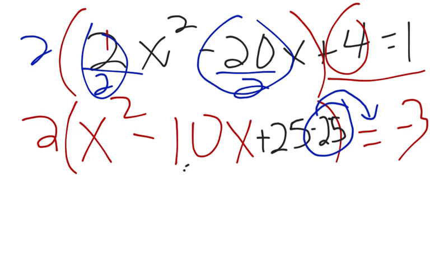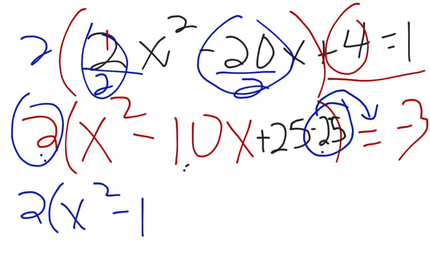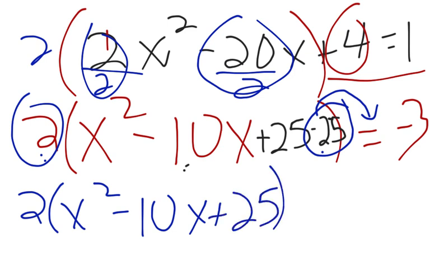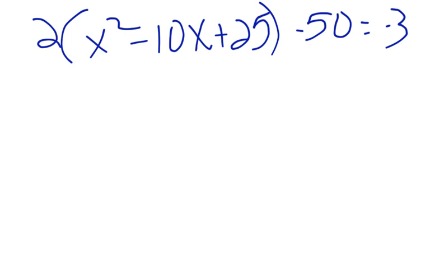Okay, it's going to jump out there. But as we talk about distribution, there's actually 2 -25s, because the 2 out in front means there's 2 -25s. Hence, that's going to give me 2x squared minus 10x. The plus 25 is going to stay. And the -25, but there's 2 of them, is going to make -50 equals -3.